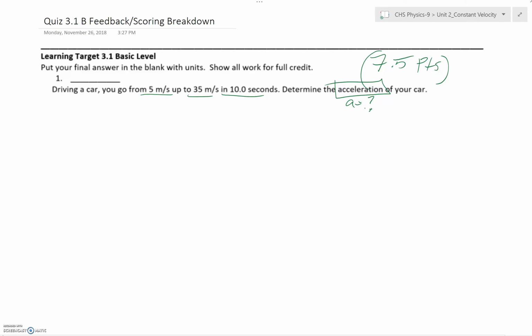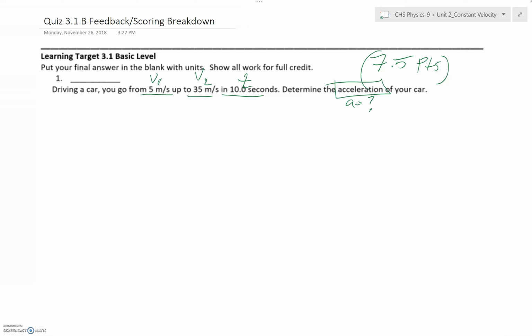And then for our givens, we're given 5 meters per second, which sounds like velocity. And it says you go from 5 to 35. So this one would be our V1. 35 meters per second would be our V2. And 10 seconds, that sounds like time. And there we go. We got our givens and our unknowns.